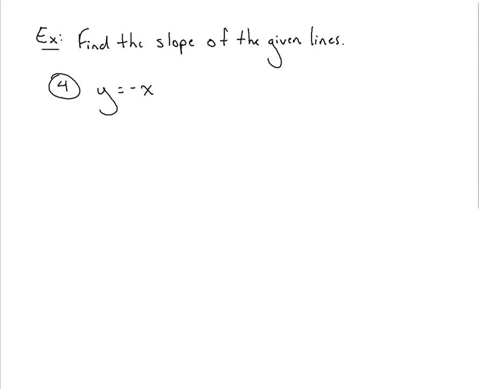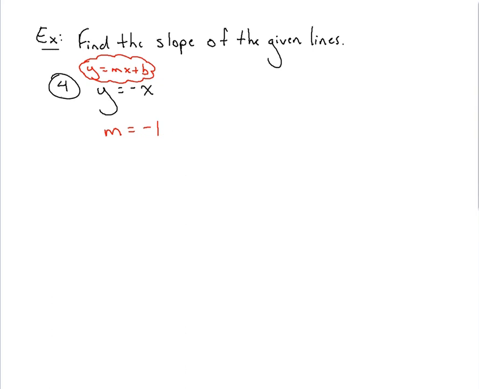Because if I go with the whole y equals mx plus b idea, I know I'm just looking at the coefficient on x. The coefficient on x will give me the slope. So m here, my slope, would equal the coefficient on x, which is -1. The slope of that line is just -1. Pretty easy to identify if it's solved for y.